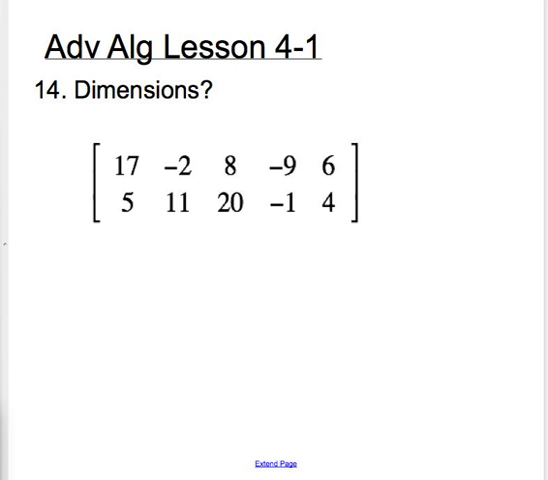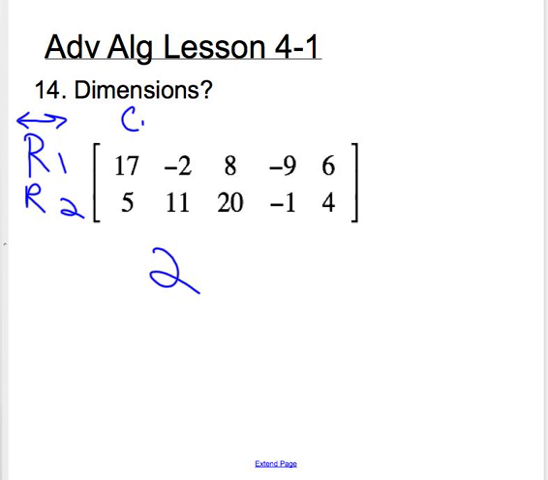When you're listing the dimensions, you are deciding how many rows and columns there are in the matrix. Rows go from left to right. So there are 2 rows in this matrix. Row 1: 17, negative 2, 8, negative 9, 6. Row 2: 5, 11, 20, negative 1, 4. There are 2 rows in this matrix.